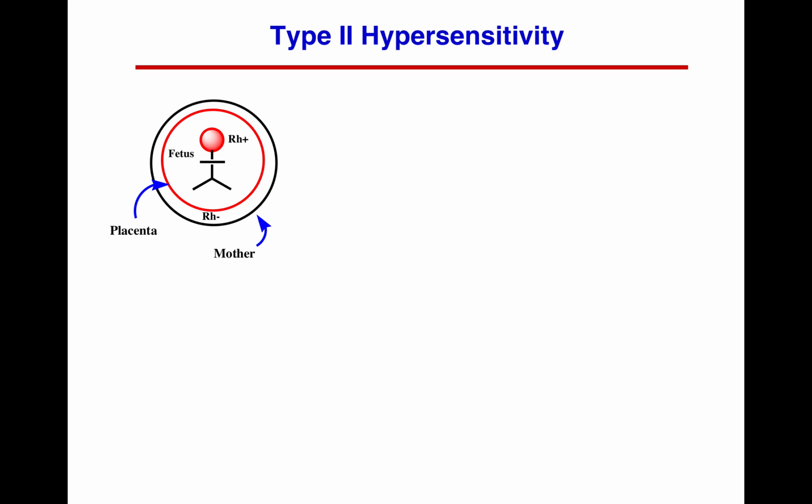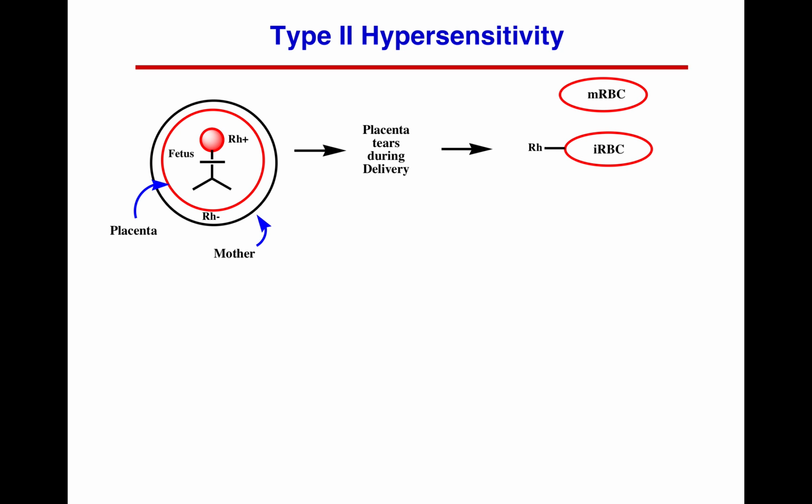And so this initially is fine, but delivery is quite a messy thing. During delivery, with the tearing of the placenta, you can get mixing of the blood between the mother and the fetus. And what it means is that some of the infant's red blood cells will come into contact with the blood from the mother.